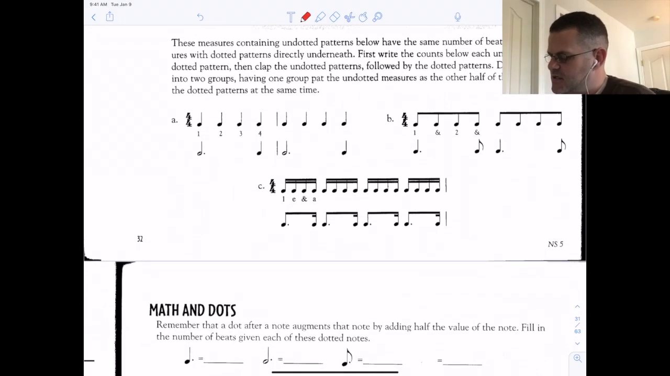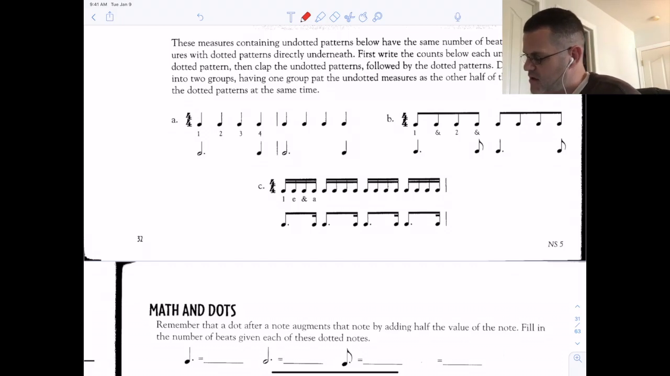These measures containing undotted patterns have the same number of beats as the measures with dotted patterns directly underneath. First write the counts below each undotted and dotted pattern, then clap the undotted patterns followed by the dotted patterns. Divide the class into two groups, which I wish we could, having one group clap the undotted and the other clap the dotted patterns at the same time.